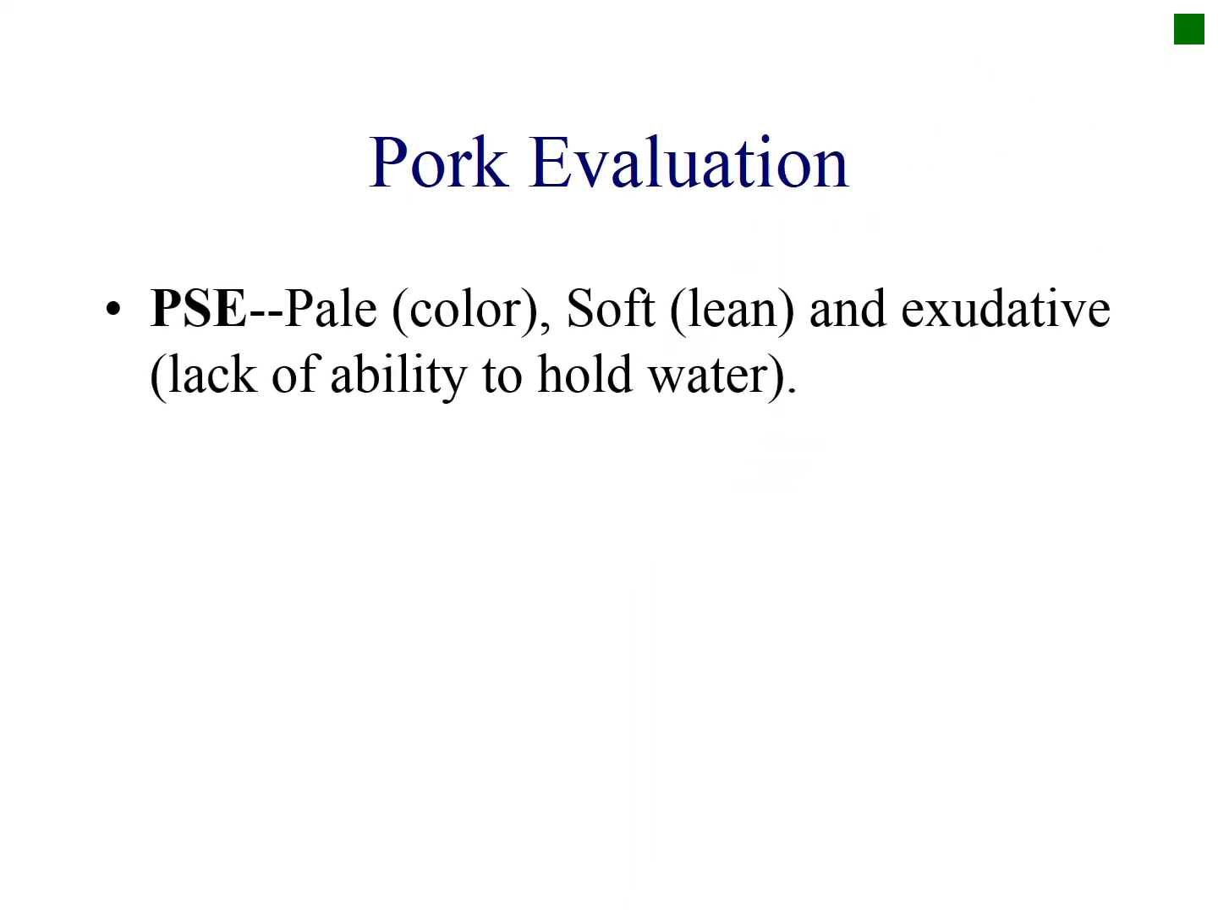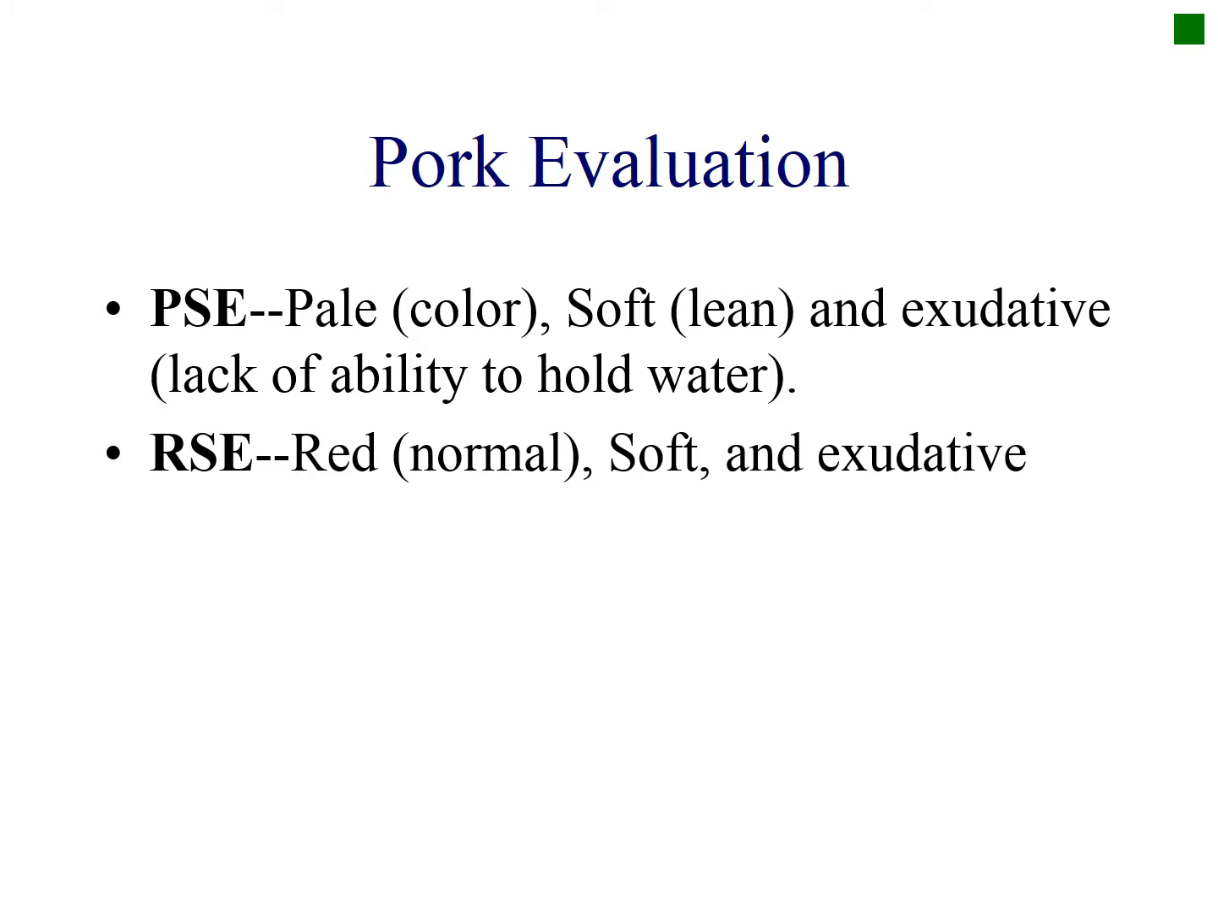So what does PSE stand for? It's pale, soft, and exudative. So the color of the muscle is pale, the lean is soft, and then the muscle itself lacks the ability to hold water. RSE, again, it's red, it's normal colored, but it is also pretty soft. It doesn't have good firmness to it, and again, it lacks the ability to hold moisture.